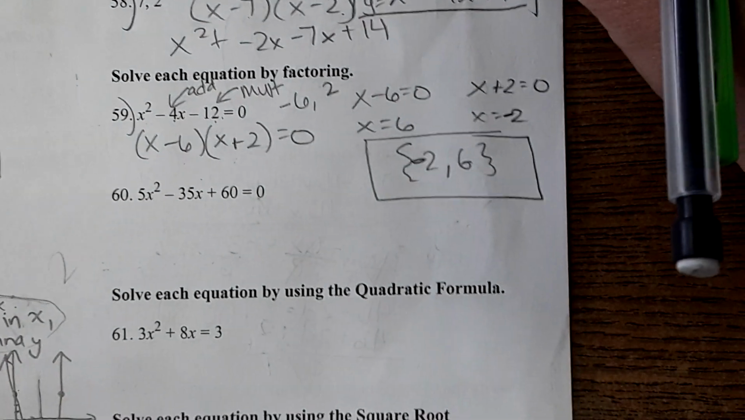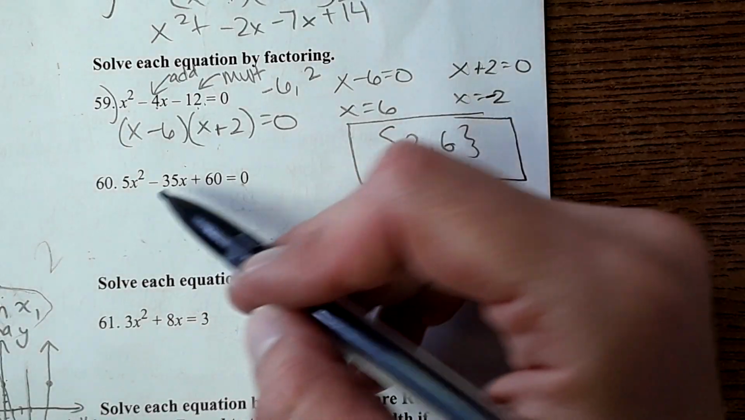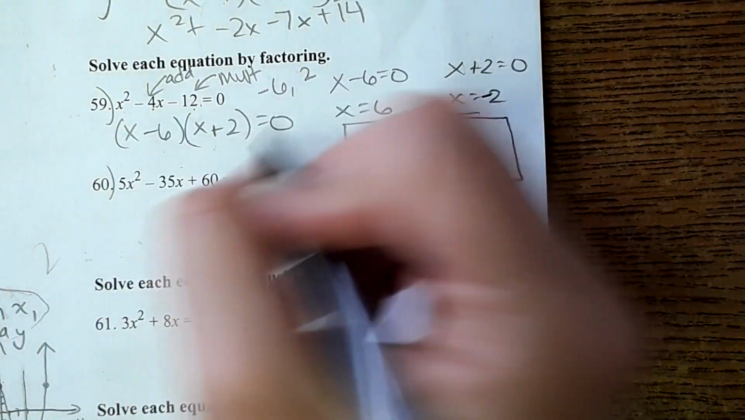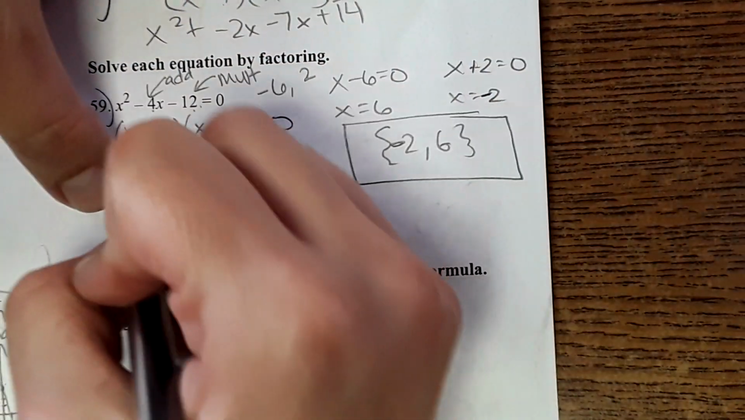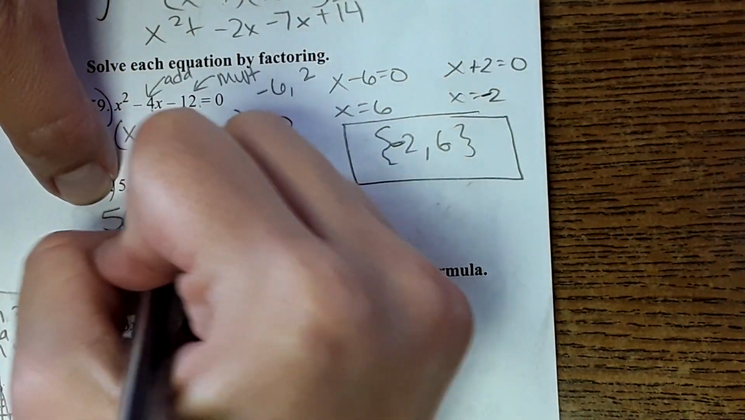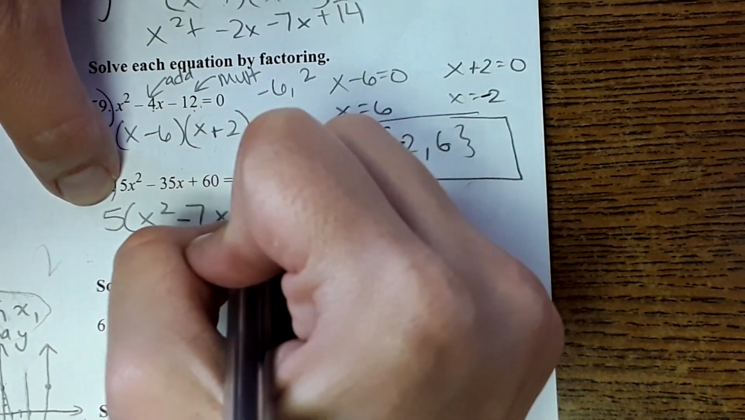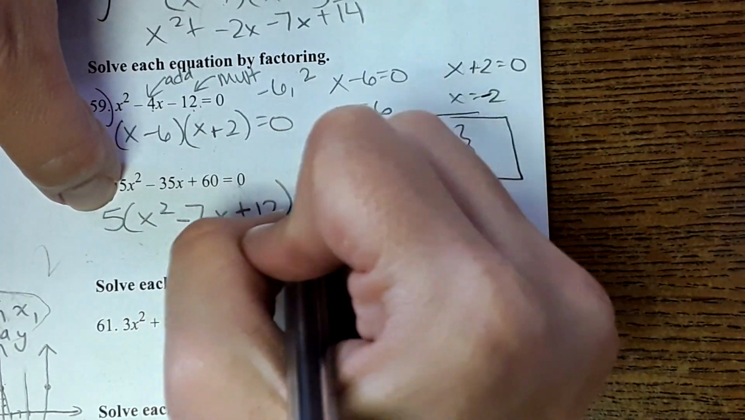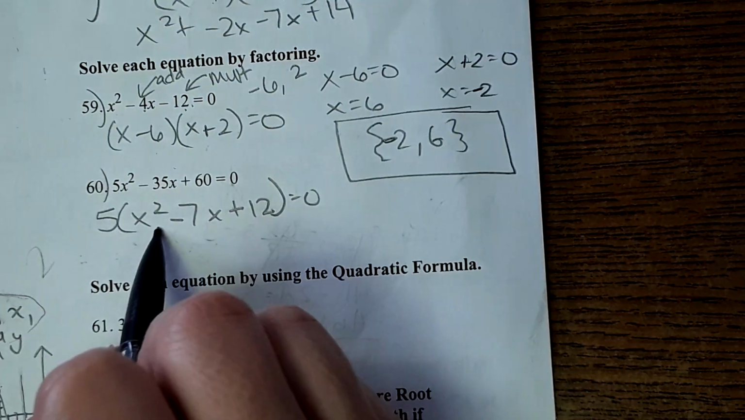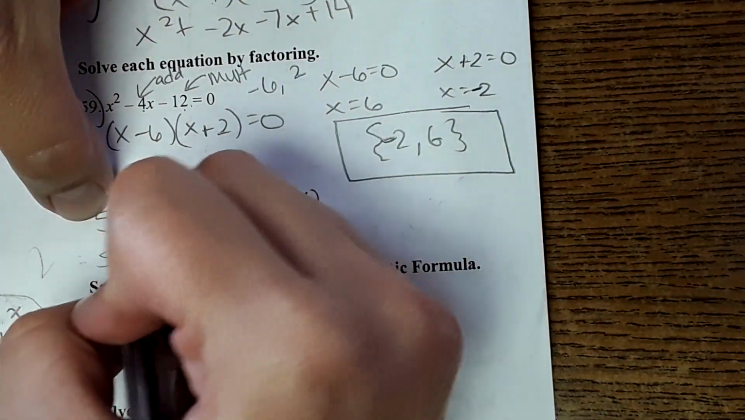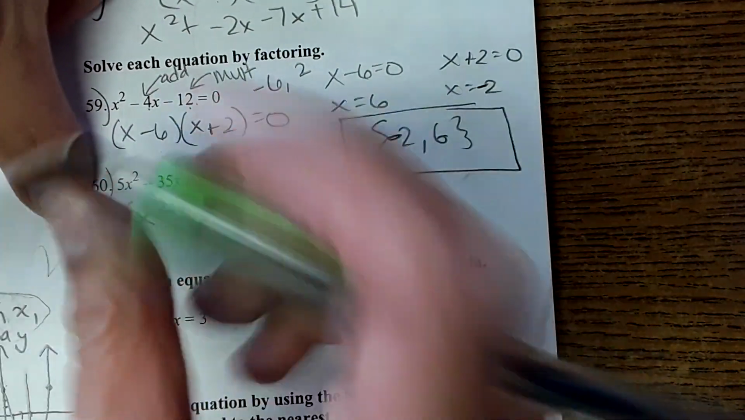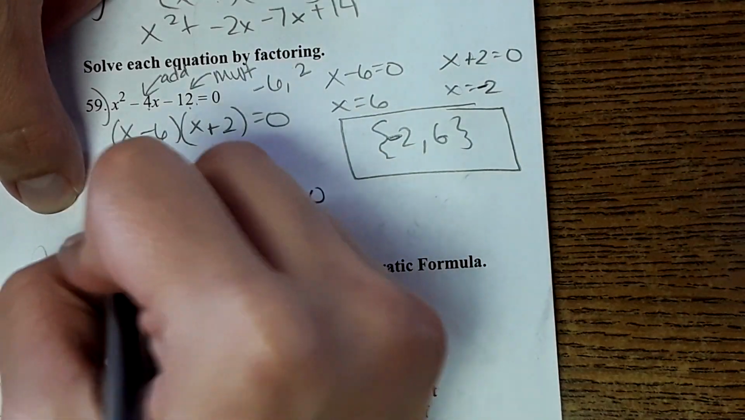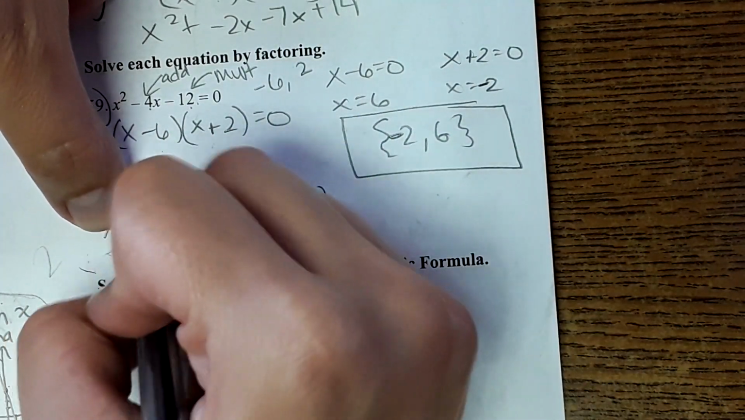Okay, and 60. For 60, I noticed that I have a common factor in all the terms, which is 5. So I'm going to start by taking that 5 out. Okay, and now I can factor this here. And the 5 kind of goes away, because if you were to divide both sides by 5, it would just cancel. So we can just factor this at this point.